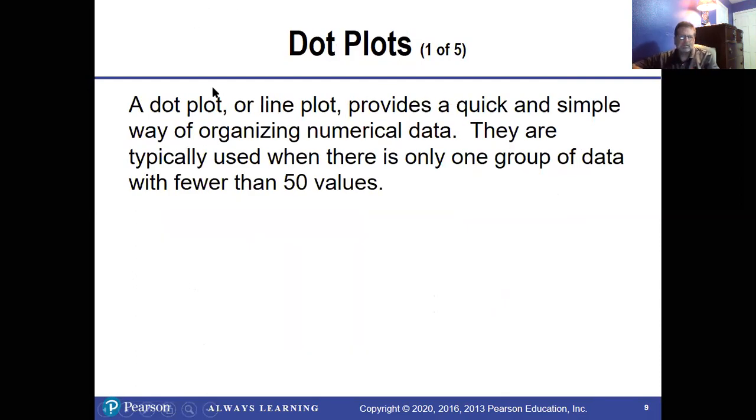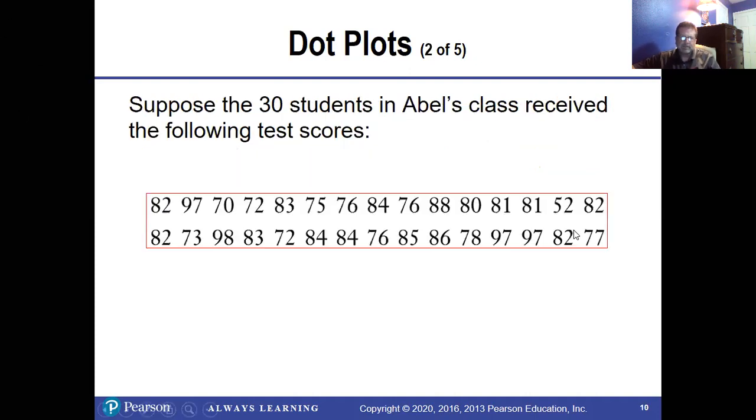All right, now dot plots. Dot plots, also called line plots, give a quick and simple way of organizing numerical data. They are typically used when there is only one group of data with fewer than 50 values. It is very effective.